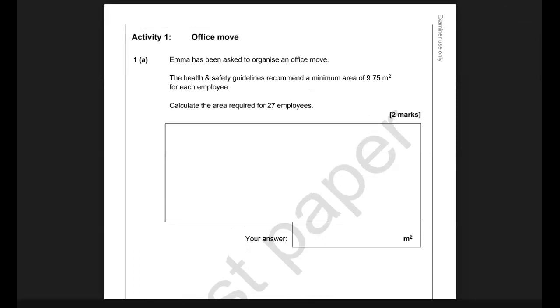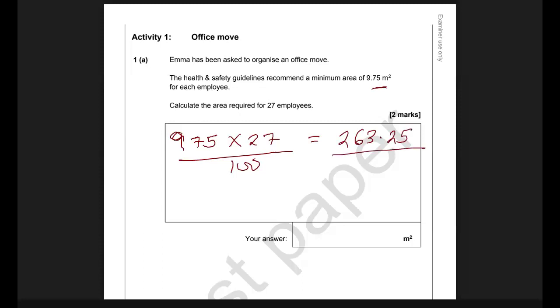This is like multiplying decimals. To make it a lot easier for you, you could just do 975 times 27, then divide by 100, because this one is in 2 decimals. That one is going to be easier for you to do. When you multiply that, you can pause it and try it yourself. It gives you 263.25.